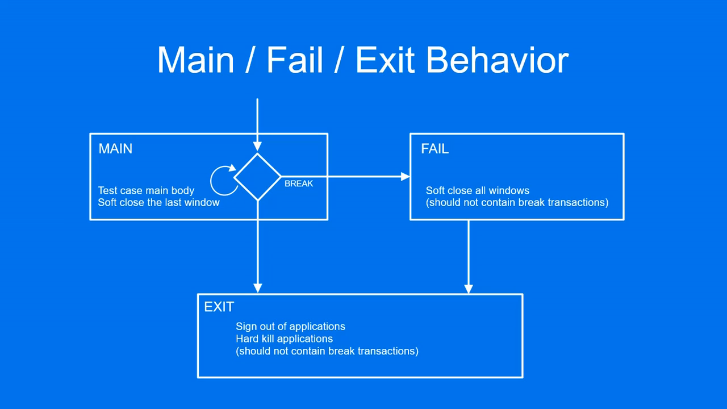The fail section should then perform any actions needed to clean up the partially completed application state, such as windows that are left open. Once the main or fail section is completed, your exit section should log out and hard kill any opened applications that were used during the test case. Note that when you construct both your fail and exit sections, you should unset the break flag in all of their test case objects to ensure that every one of them executes.